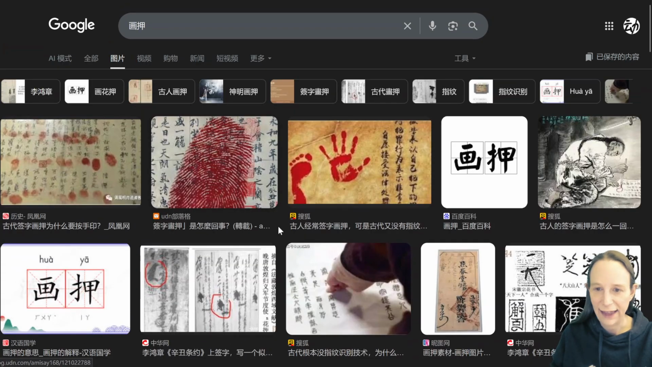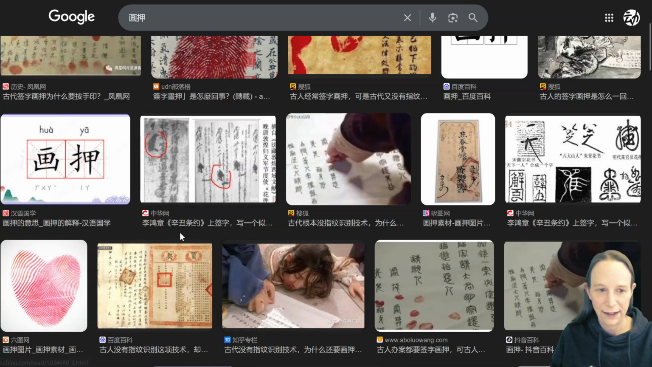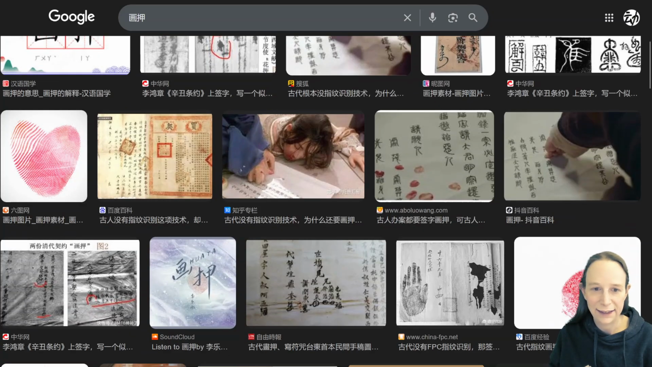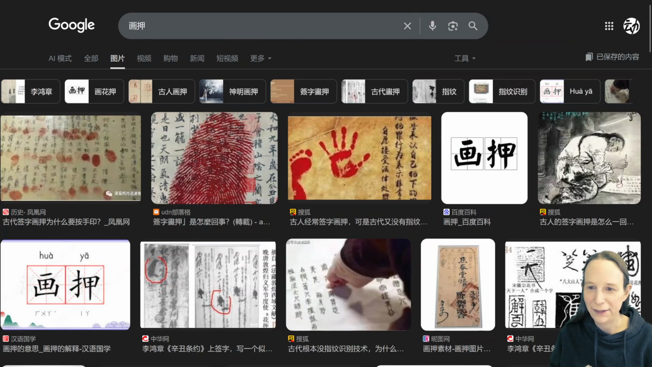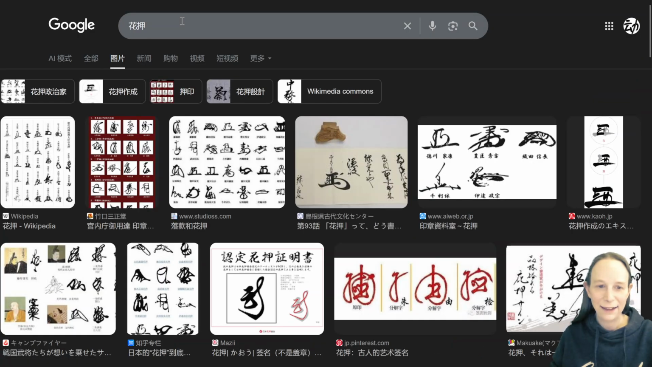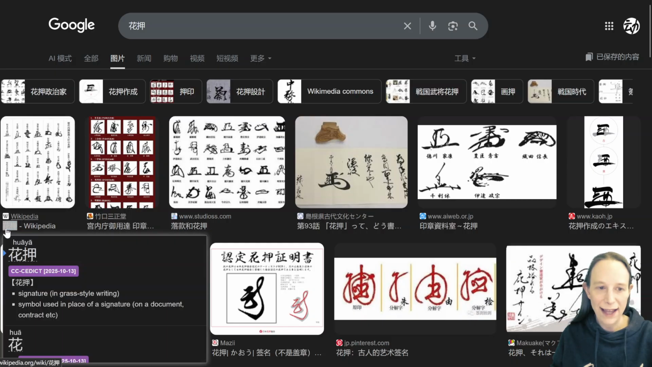Okay, that's what it is. So make one's mark. All right. Hopefully some of these are from movies and things. So this is like your fingerprint or handprint, footprint, etc. 画押, and there's another one. One second. This one. 画押, in grass style writing. Symbol used in place of a signature on a document.